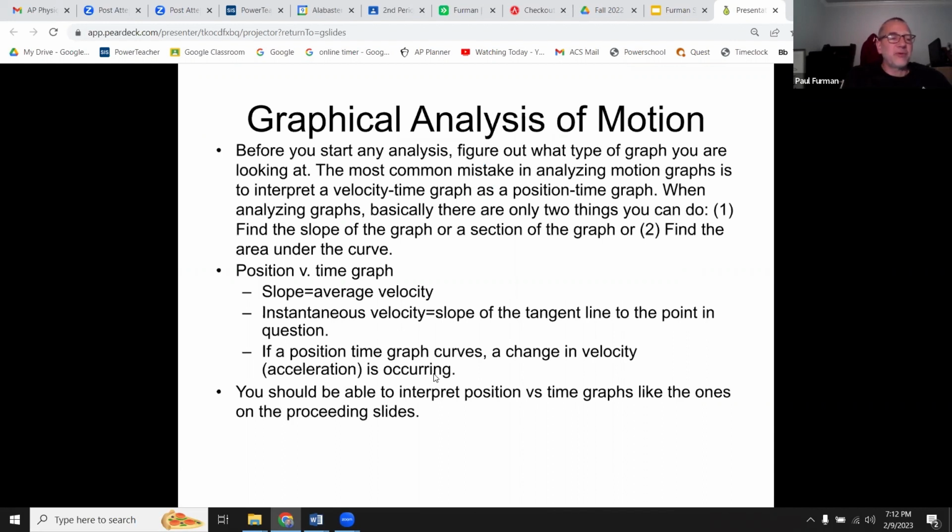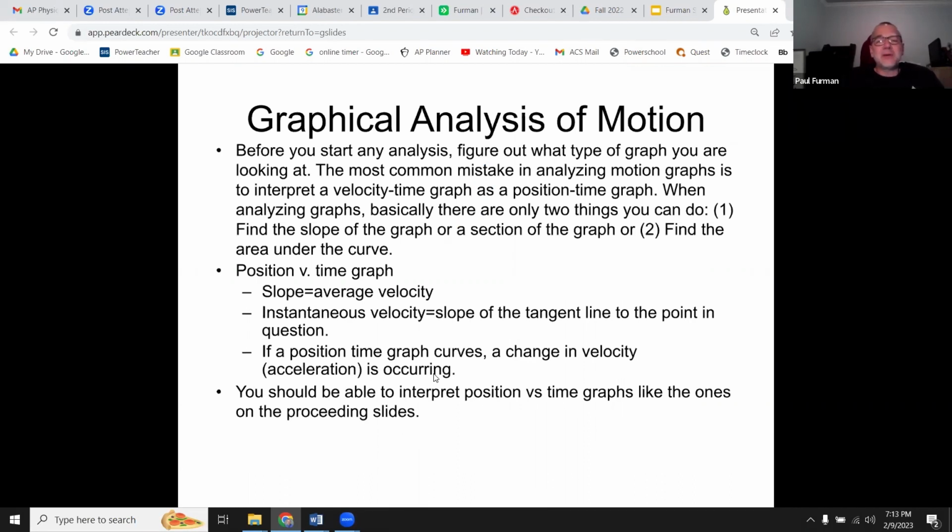Three types of motion graphs that are very common. The first is a position versus time graph. So on your vertical axis, you'll have position measured in meters. On the horizontal axis, you'll have time. Actually, all three of these graphs will have time as the horizontal axis.